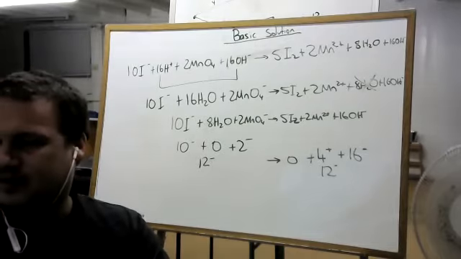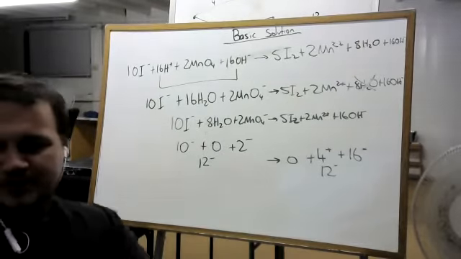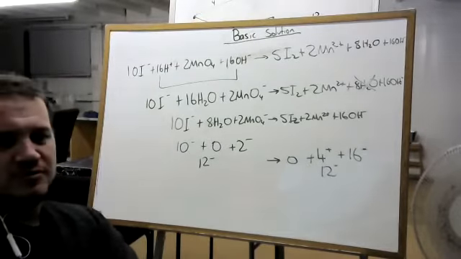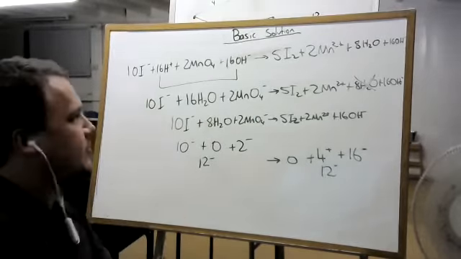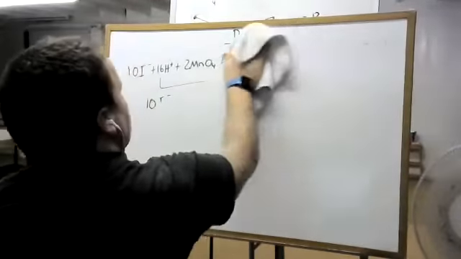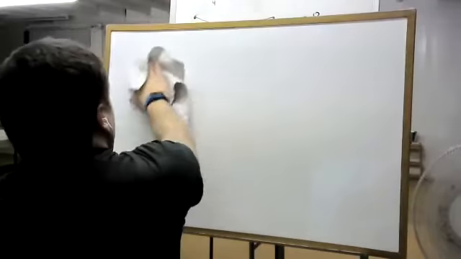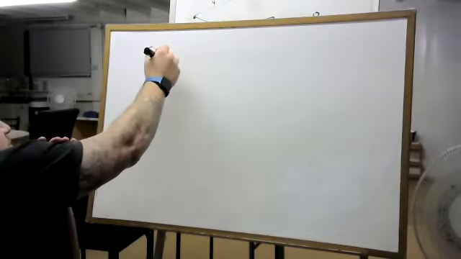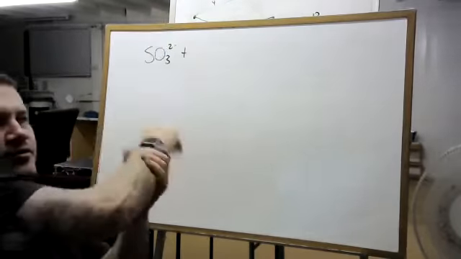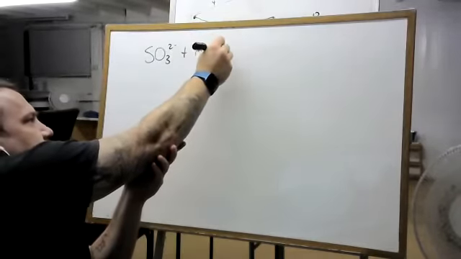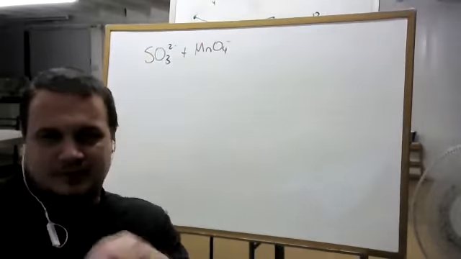Let me go for time. So we're going to do another one. I'm going to start you guys off, and then I'm going to leave it to you for your homework. This one's a little bit more complicated, but the numbers are effectively the same. So we've got sulfite plus, it's same, but different. Remember that.